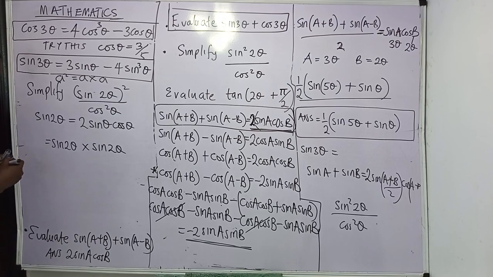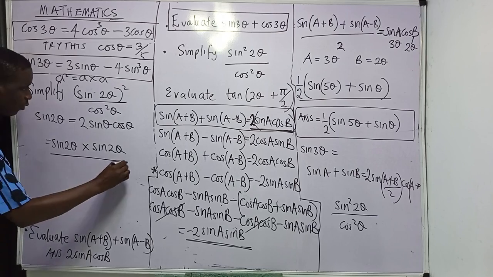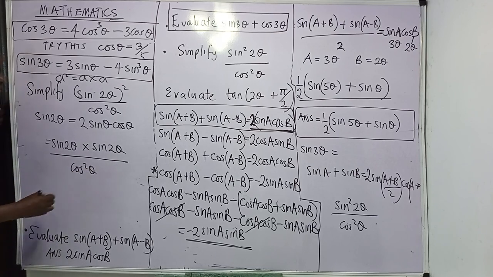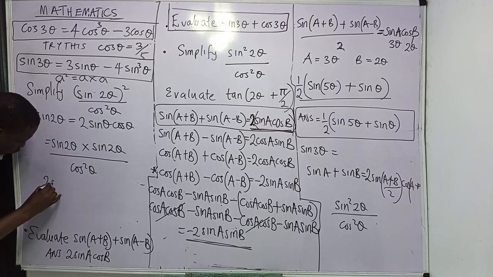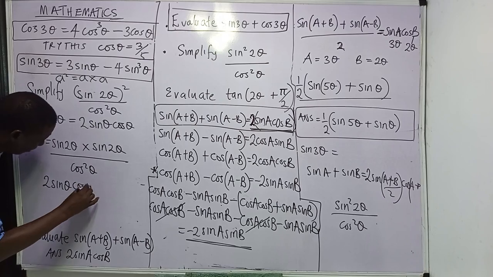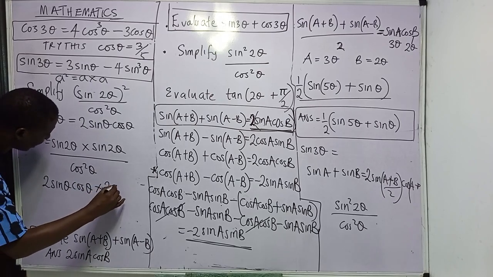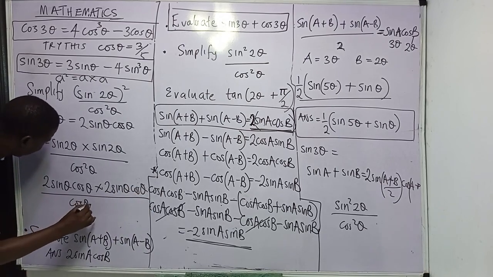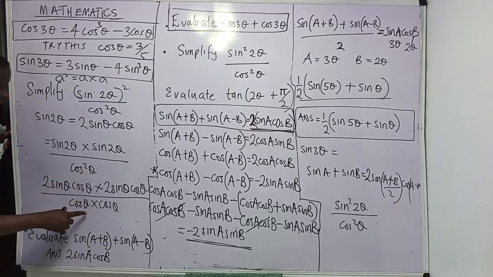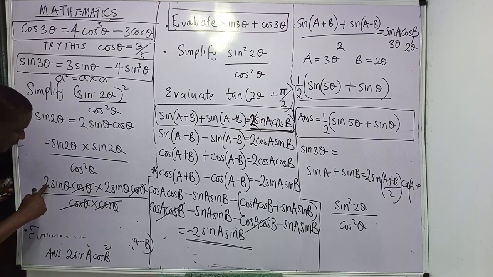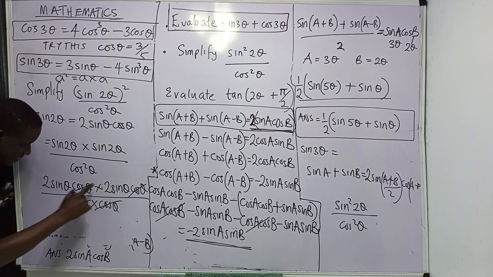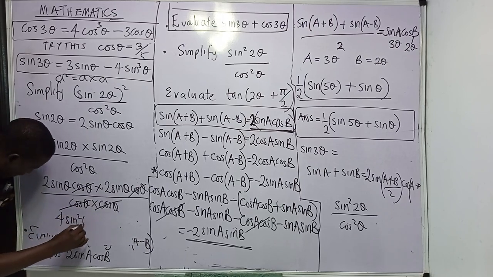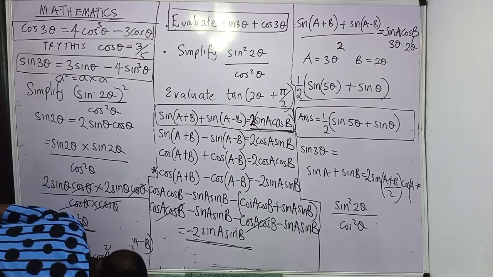Now, what do we do now? Divide by cos square theta. Now, what do we have? This one we have 2 sine theta cos theta times 2 sine theta cos theta, divided by cos theta times cos theta, cos square theta. It is as simple as that. This one will cancel this one. This one will cancel this one. So what do we have left? Final answer, 2 times 2 is 4, sine theta times sine theta, we got sine square theta. So that is the final answer for that question.